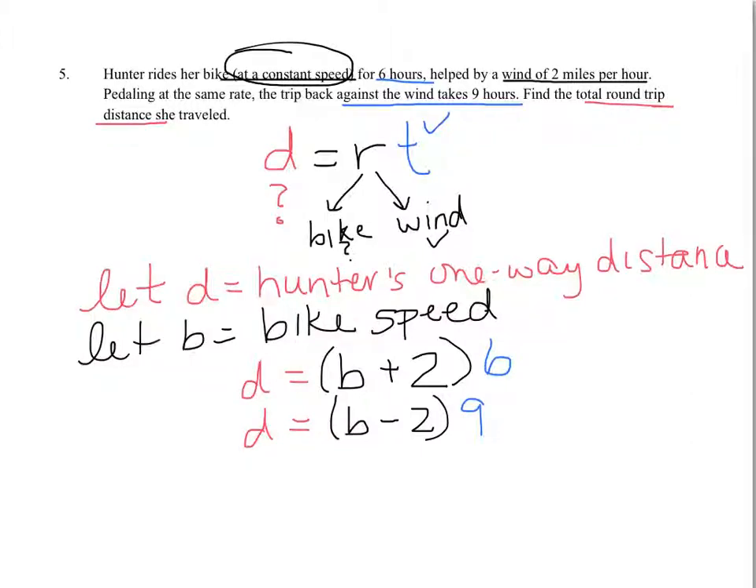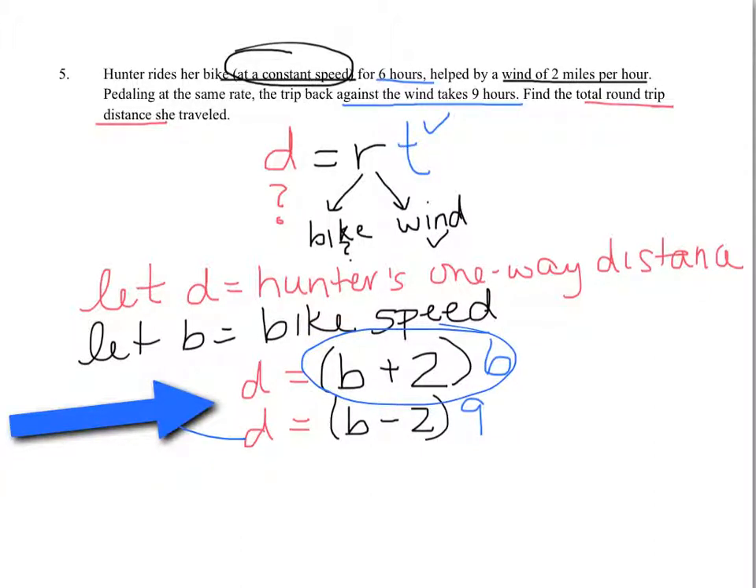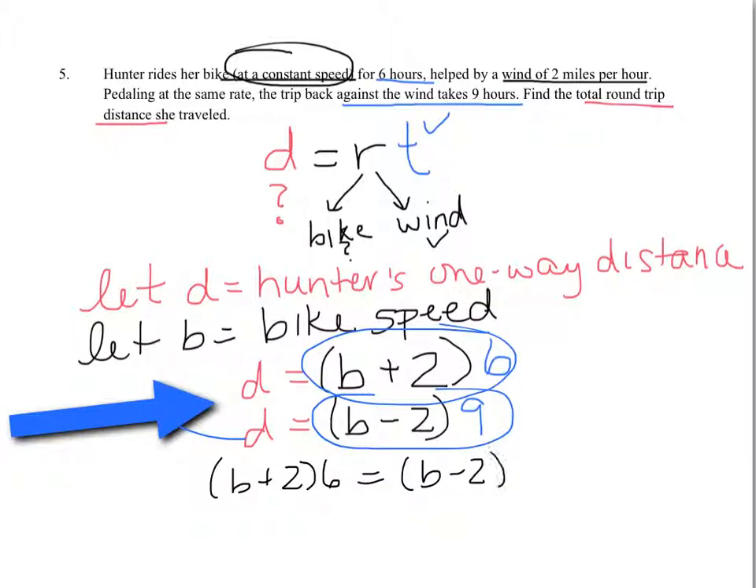So here we have two equations in D equals form. So we have two choices here. We could graph, we could use our calculators to graph, or we can really use substitution, because if distance equals (B plus 2) times 6, but distance also equals (B minus 2) times 9, then we can simply set (B plus 2) times 6 equal to (B minus 2) times 9.